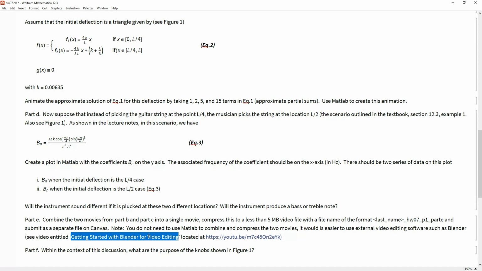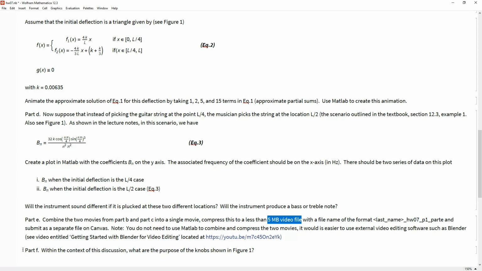And again, all you're doing is taking the output of MATLAB, which should be an AVI file in part B and an AVI file in part C, combining them together into a single small video file, and submitting that to the Canvas site. Yeah, that's pretty much it.